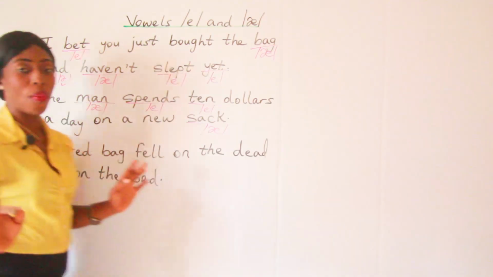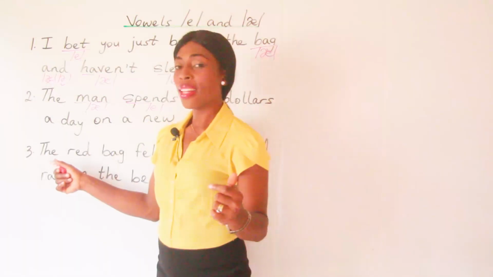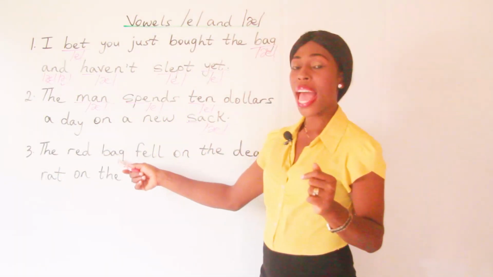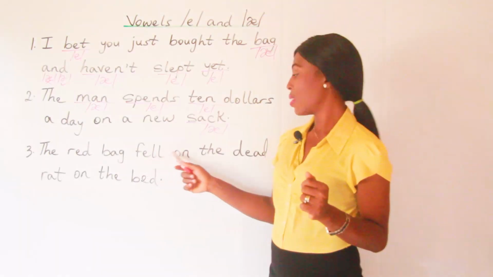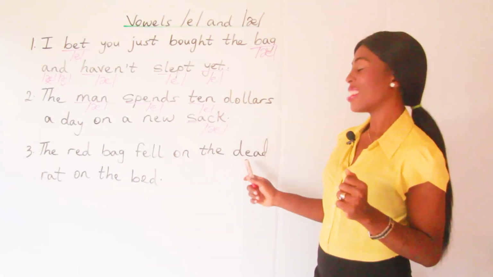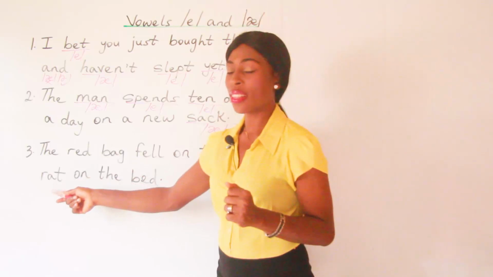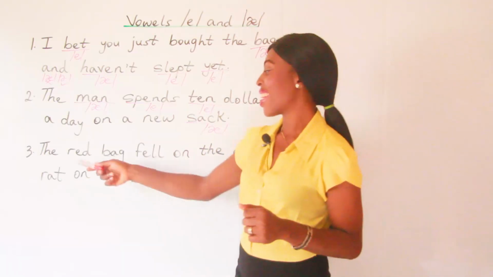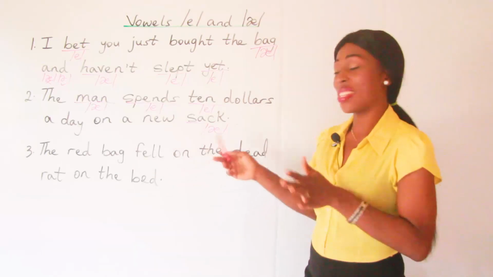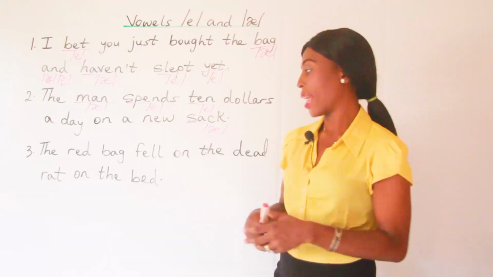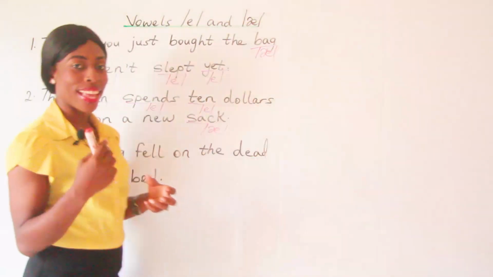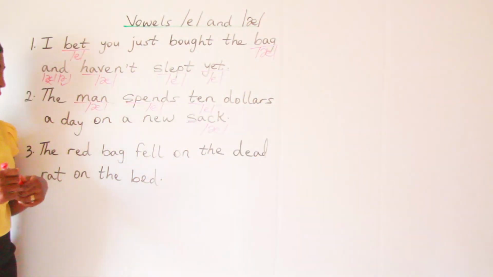Okay, let's look at the last sentence. Let's take it slowly now. Are you with me? Good. The red bag fell on the dead rat on the bed. What a sentence. The red bag fell on the dead rat on the bed. Well, let's pick out the words with /e/ and /æ/.